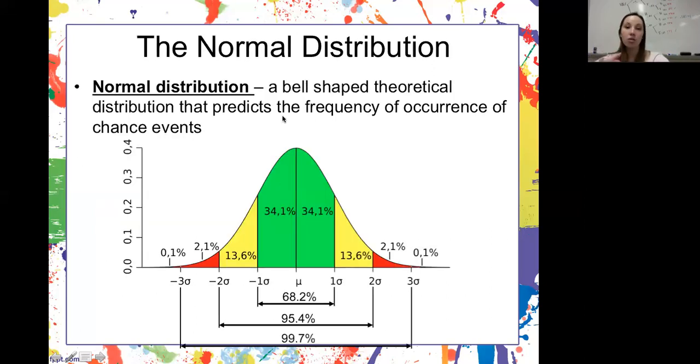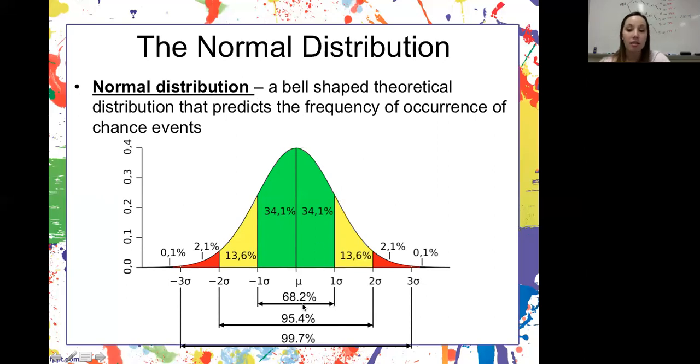Now we're going to go to the normal distribution. We've talked a little bit about this in the past. We're going to continue on with it. So normal distribution is a bell-shaped theoretical distribution that predicts the frequency of occurrence and chance events. So here's a lovely picture of our normal distribution.